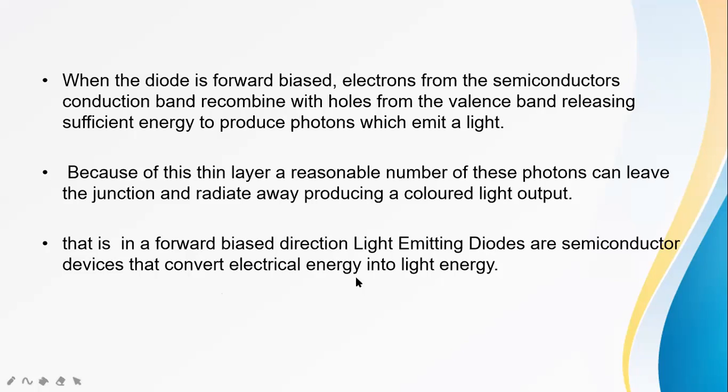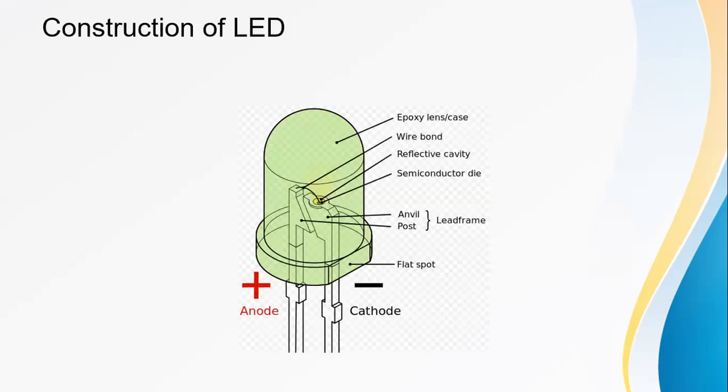That means, in the forward biased direction, a light emitting diode is a semiconductor device that converts electrical energy into light energy. So what is an LED? An LED, light emitting diode, is a special type of semiconductor diode. It emits light. It converts electrical energy into light energy whenever it is forward biased. That means an LED works only in forward bias. This is what an LED is.